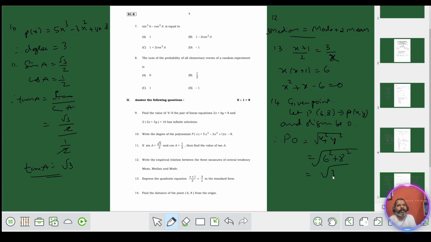PO is x square plus y square, that is 6 square plus 8 square. That means 36 plus 64, which comes to 100. So PO will be square root of 100, which is a perfect square. So you get 10. Since it's a distance asked, don't forget to write the units here, please. So this is the distance of the point P from the origin. We'll move to the next question.